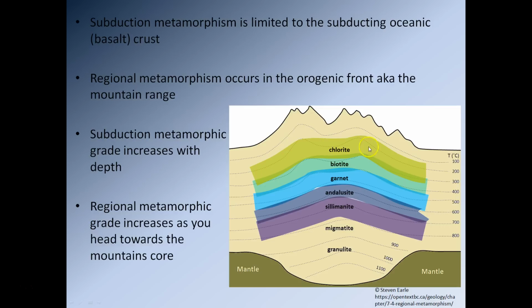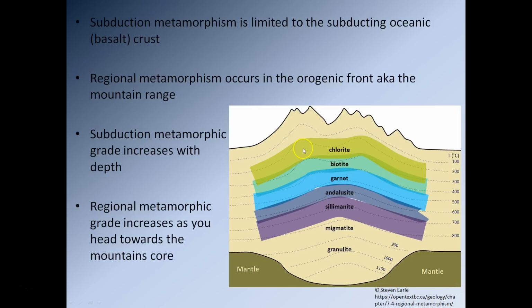So as you can see, we're going to form these distinct zones when we get these indicator minerals as the temperature and pressure changes. So we're going to go from chlorite to biotite to garnet to andalusite to sillimanite as the pressure and temperature increases. So by the time you're down here in sillimanite, in the sillimanite aureole, chlorite will not be there.